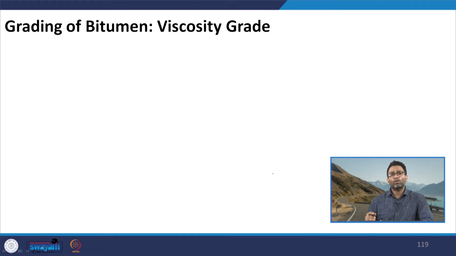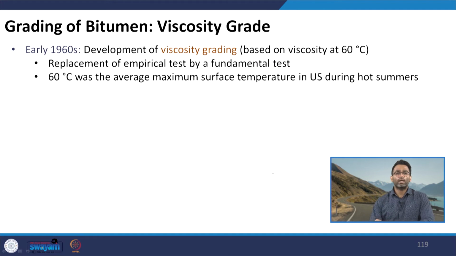So, then further around the 1960s, researchers and agencies thought that they needed some more fundamental property to grade the bitumen samples, and therefore they selected the viscosity of the bitumen at 60 degrees Celsius as the basis for grading or defining the consistency of bitumen. And there were several reasons why the viscosity was chosen.